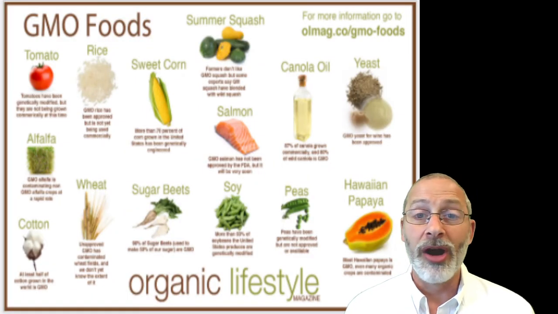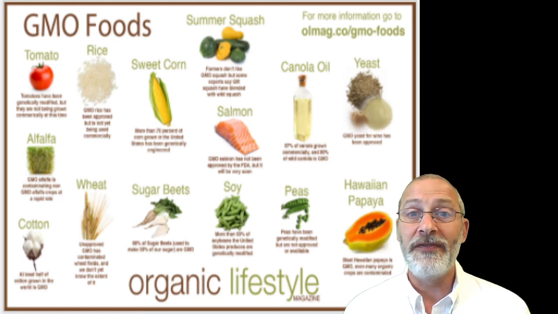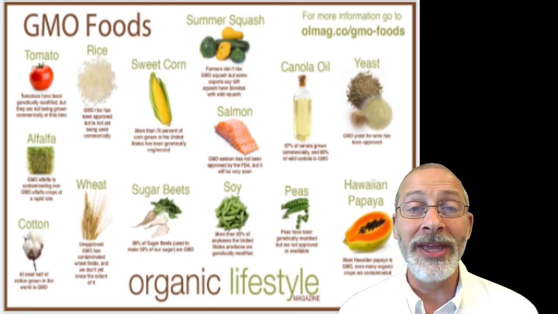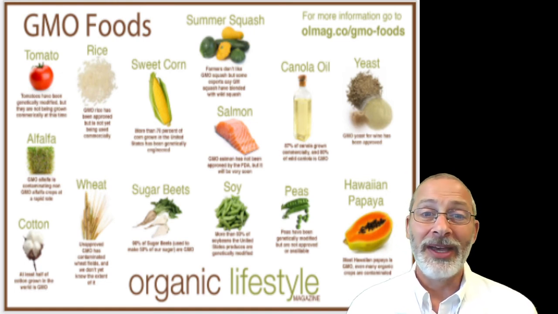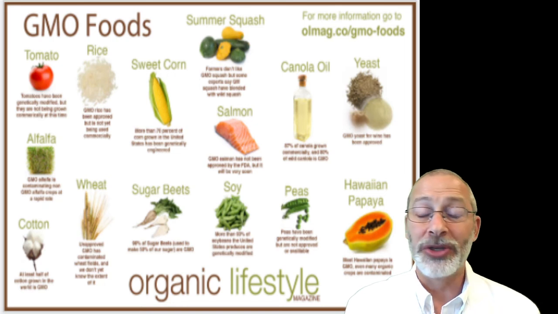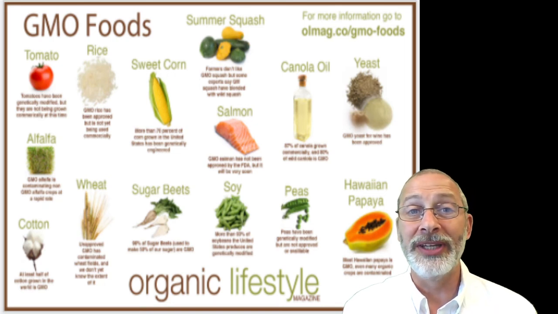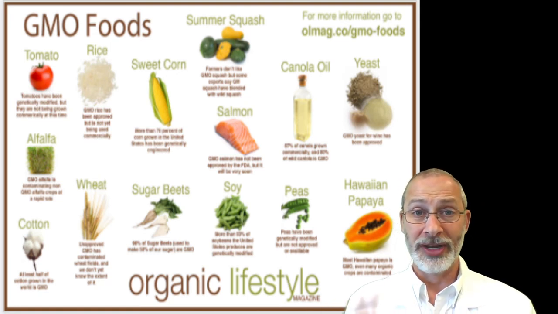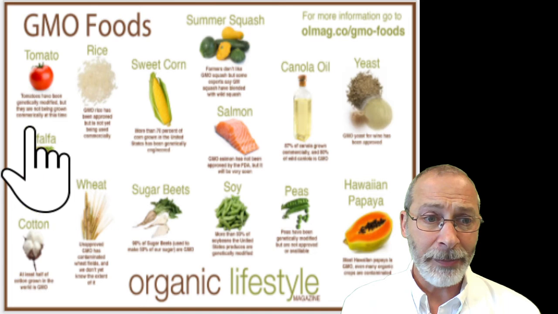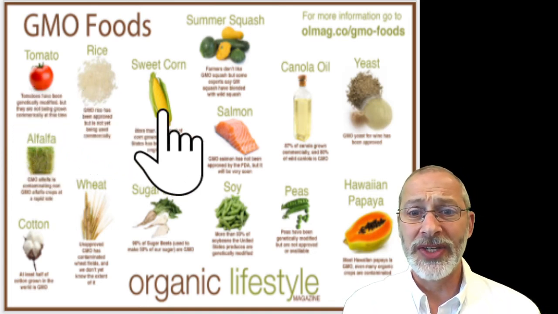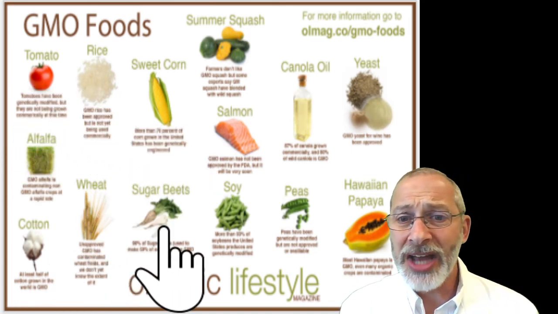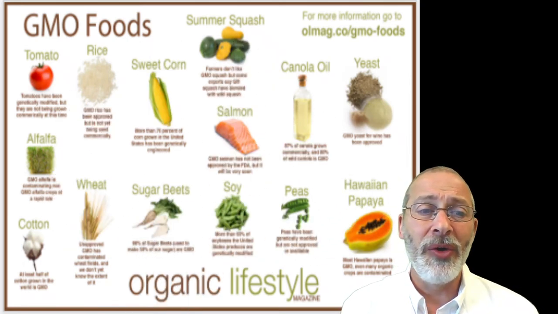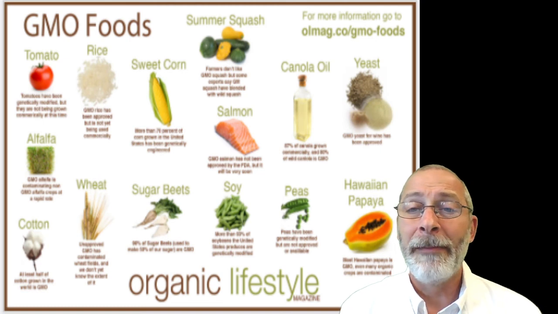So, there are a number of genetically modified foods that you are probably consuming on a regular basis, especially in our country, because we're one of only a couple countries in the world that doesn't require, at least at present, genetically modified organism labeling. Many of our tomatoes, rice, sweet corn, wheat, cotton, sugar beets, summer squash, etc. A lot of these things are already genetically modified.